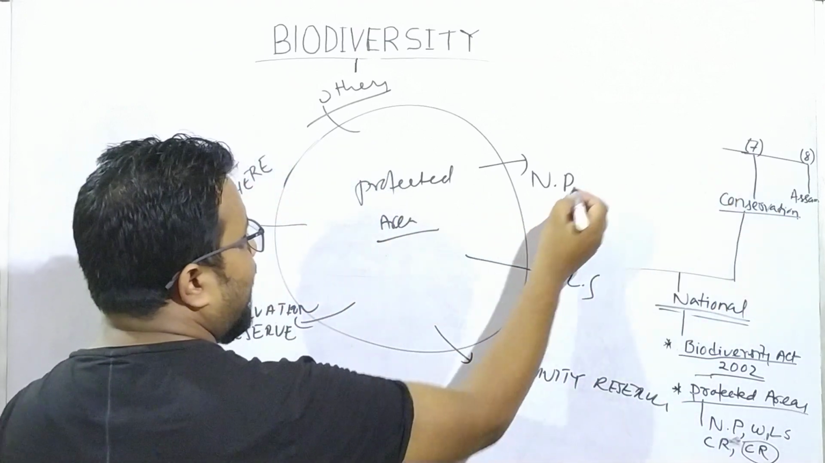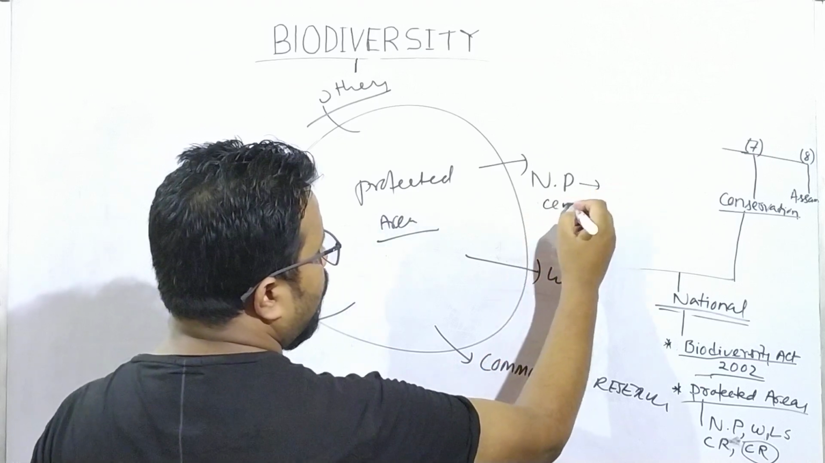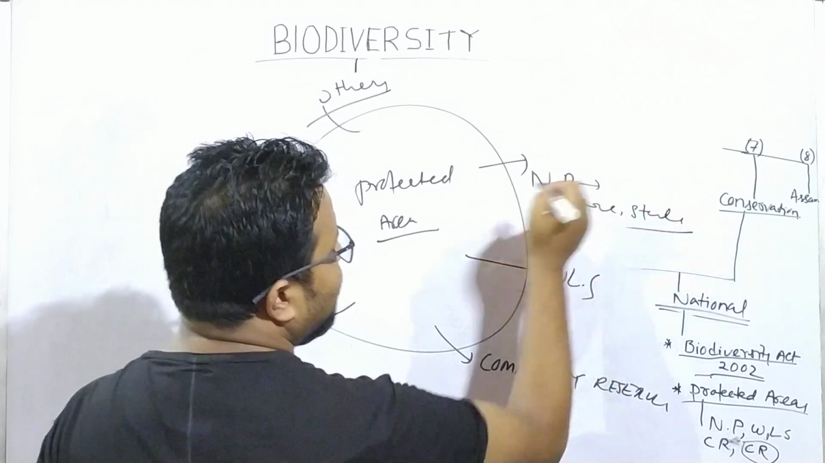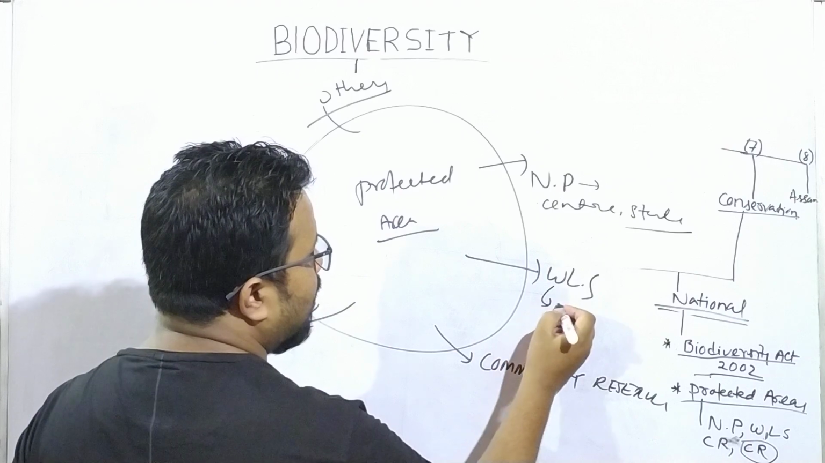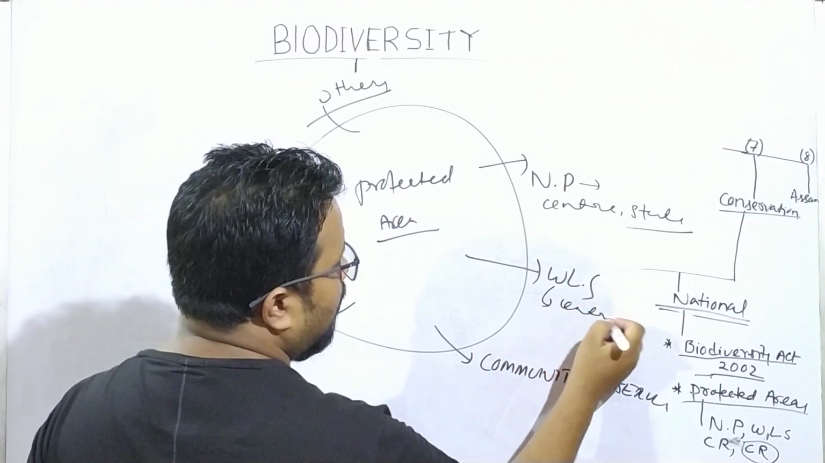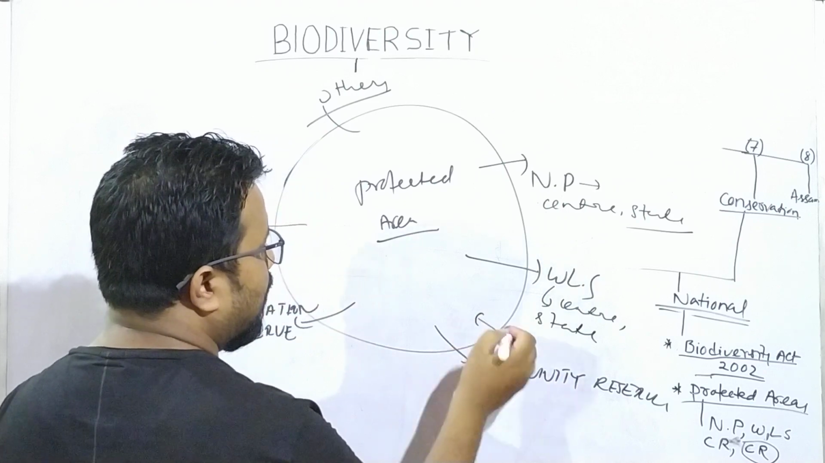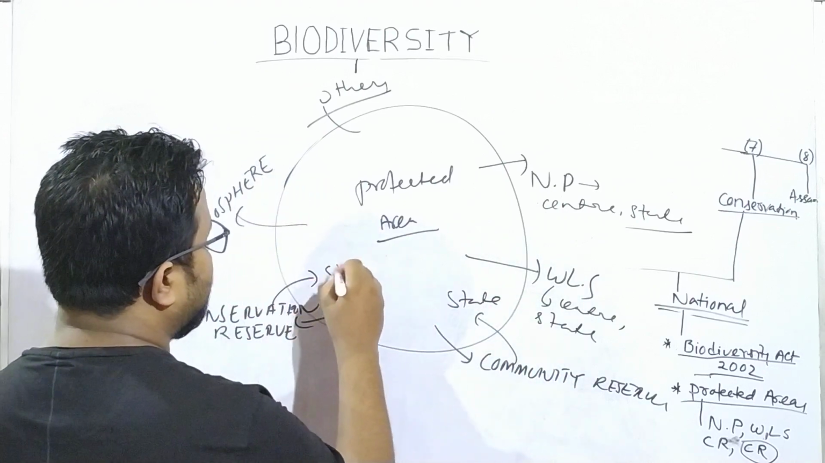Now, national parks can be created by both state as well as center. Wildlife sanctuary also can be created by center as well as state. But a community reserve can be created by state. Conservation reserve also can be created by state.